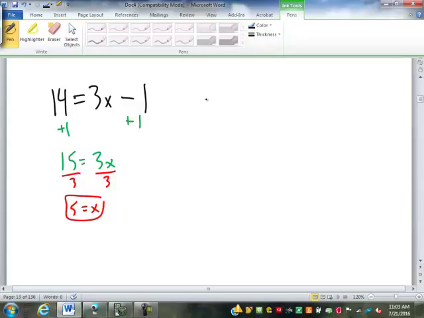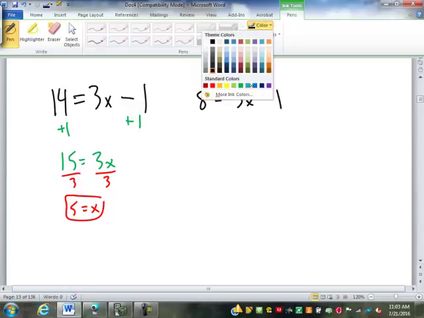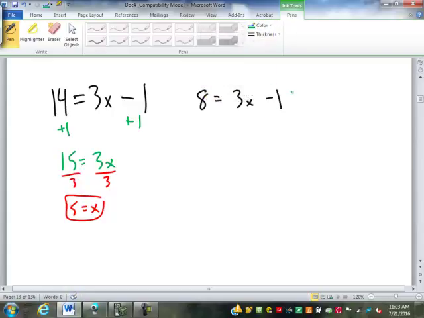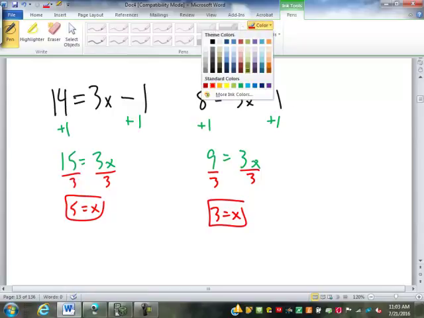Well, how does that differ from solving this equation? How would we go about solving this one? Add 1, 9 equals 3x, and then divide by 3. So 3 equals x. Notice the steps in solving that equation were exactly the same steps. We just had a little bit different number.